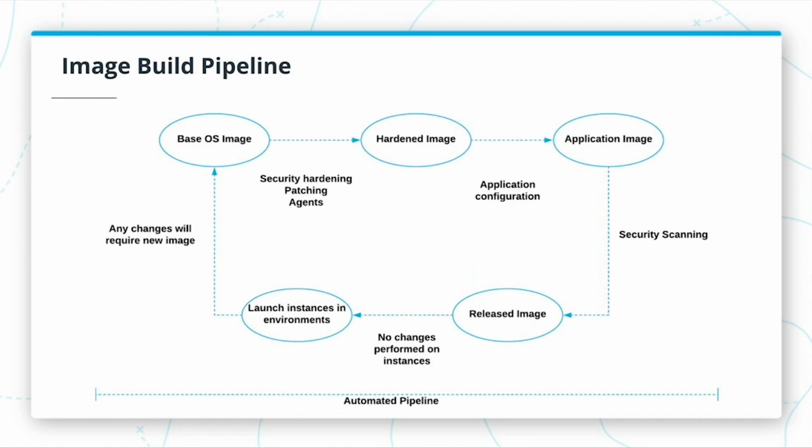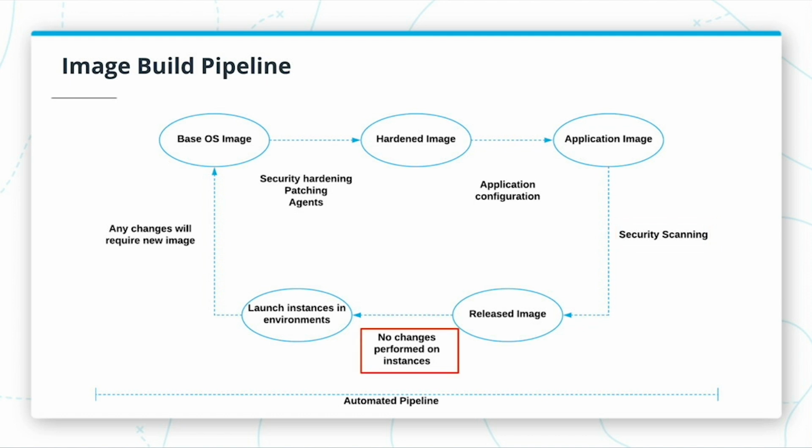Immutable instances are launched from virtual machine images that are preloaded with everything that is required to run an application. Starting with the base operating system image, we can use automation to apply security patching, hardening, and any other custom operating system configuration. This hardened image can be consumed by application teams to customize with their application code and produce an image ready for deployment. Scanning the image for security vulnerabilities is also a good idea prior to deployment.